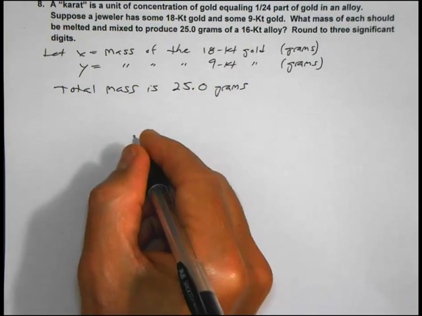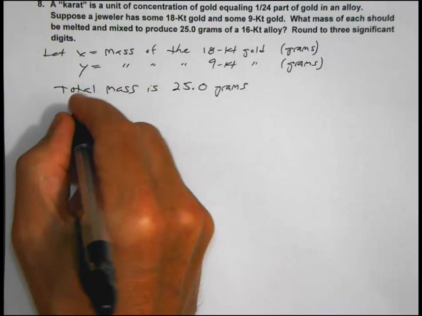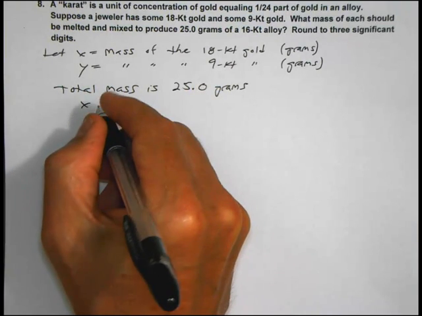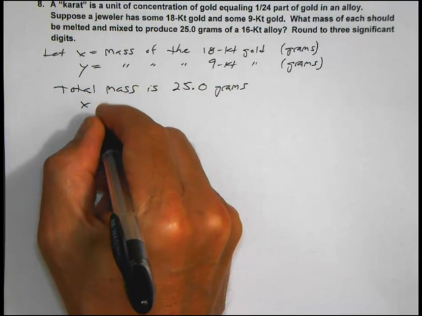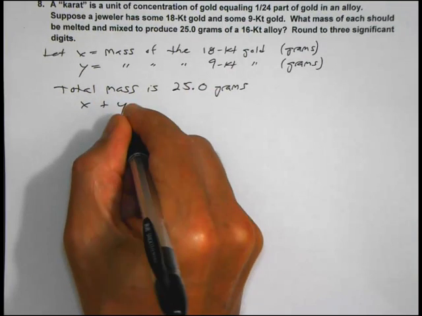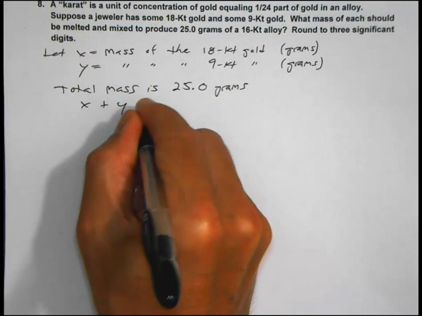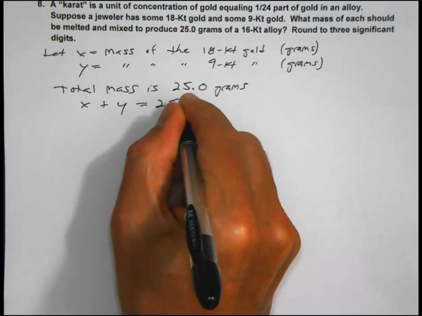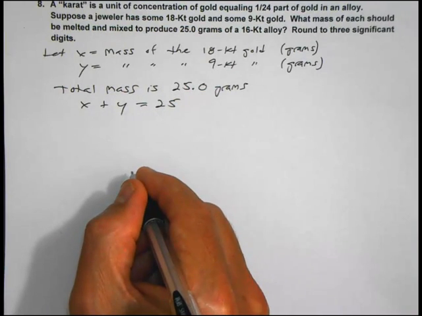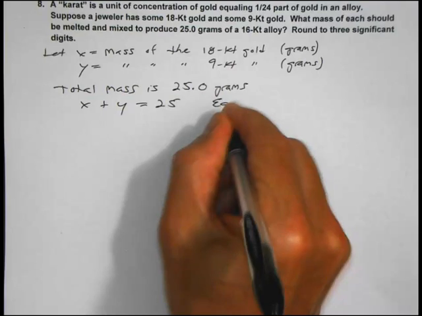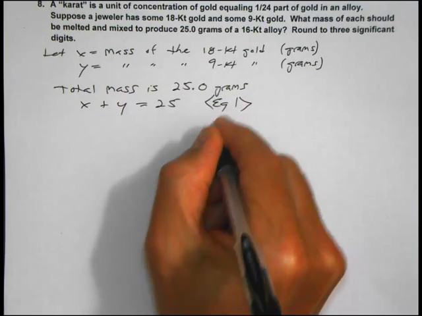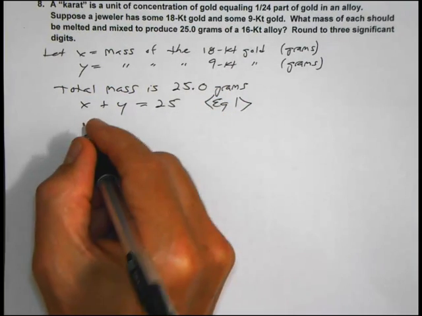So the translation there is the mass of x, which is the mass of the 18-karat, plus y, the mass of the 9-karat. It's got to equal 25.0. Alright, there's an equation for us, equation 1. Now, what else have we got here?